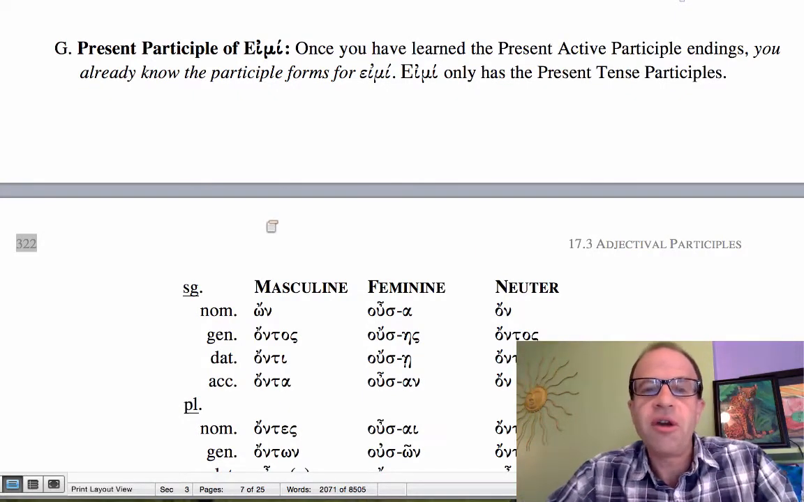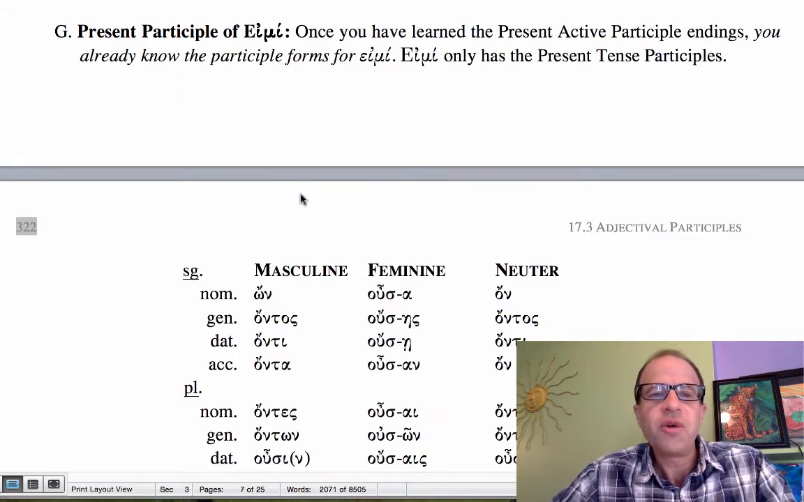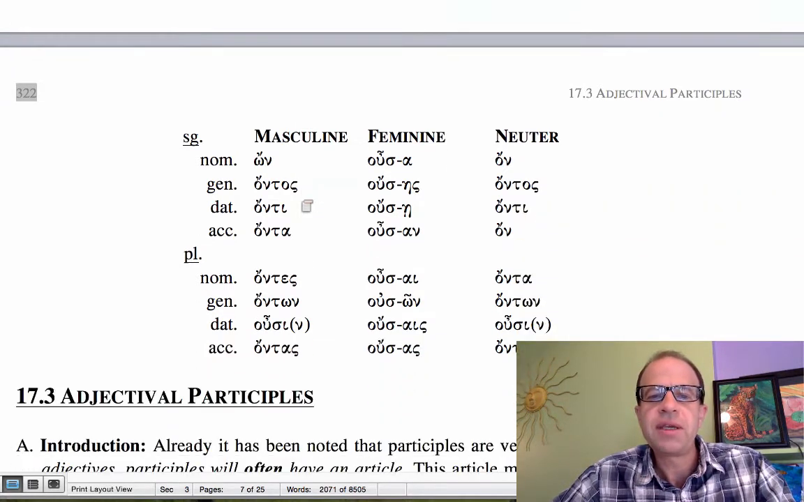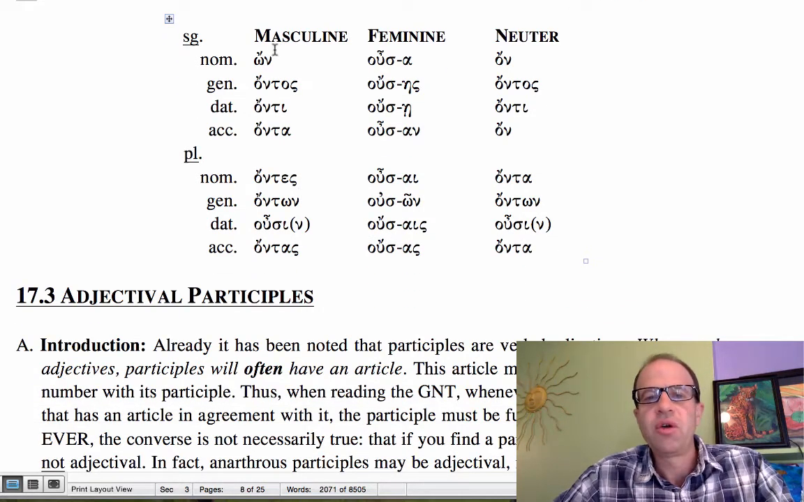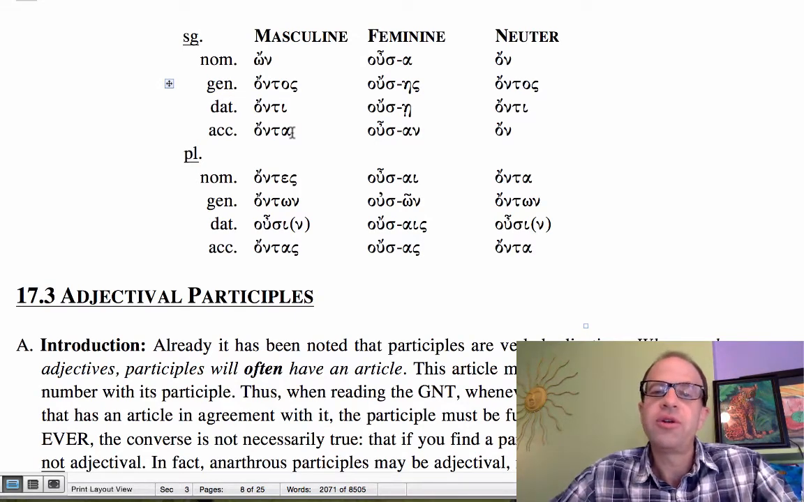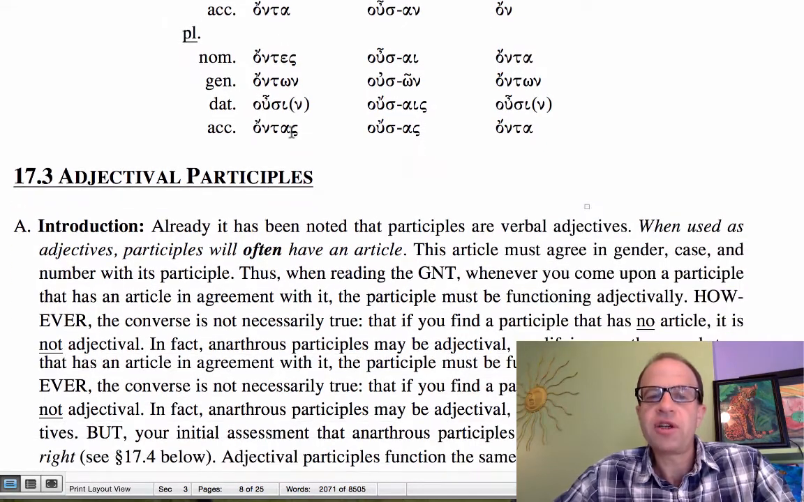Well, participles are a lot to handle. Fortunately, the present participle of eimi is basically the endings. On, ontos, onti, onta. Those are the basic endings, and so it's not so hard to learn the participle forms of eimi. Well, let's talk about their functions.